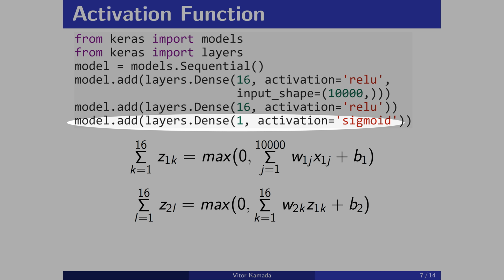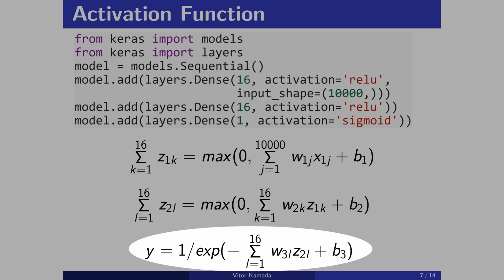Now let's add the final third layer. It is a sigmoid transformation that outputs one variable that ranges from 0 to 1. Let's see the equation for this third layer. This is just the well-known logistic regression in statistics and econometrics.